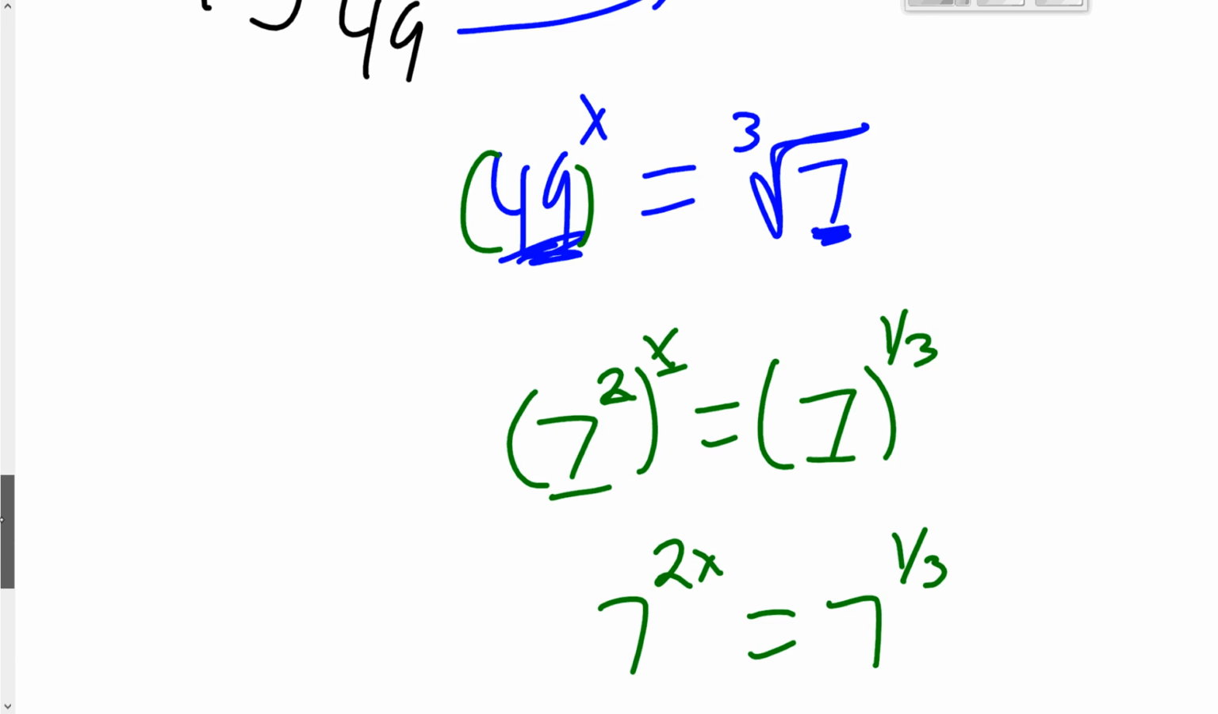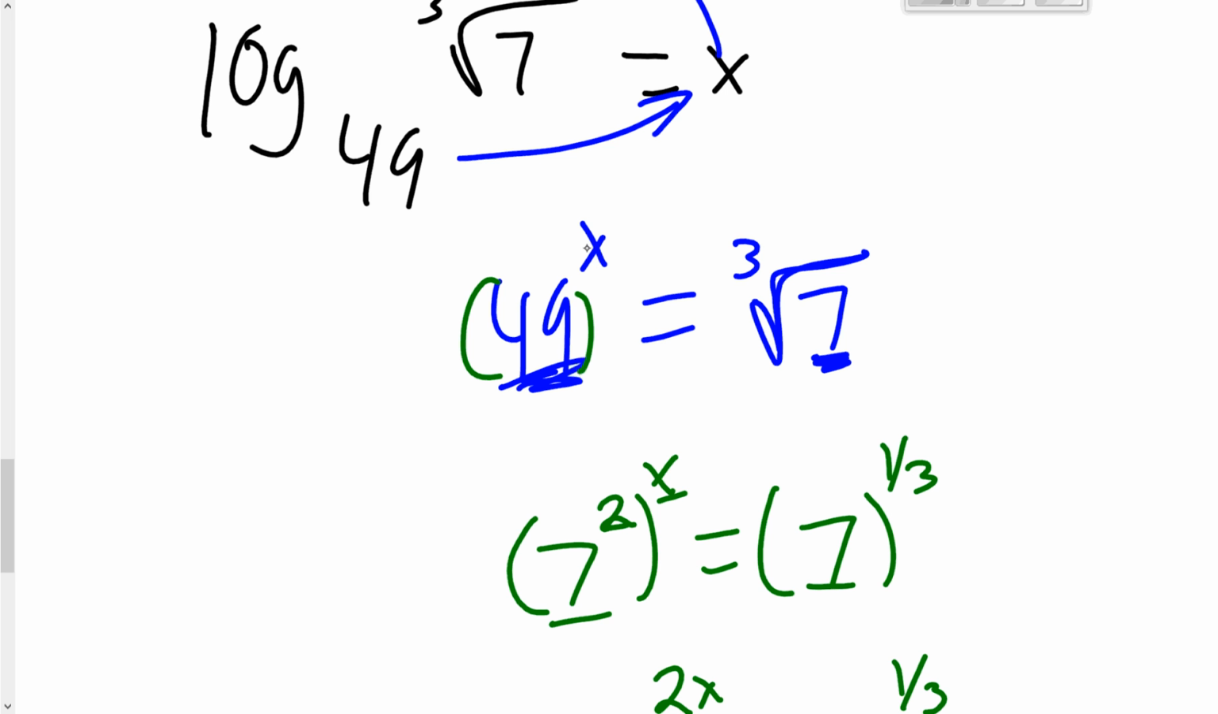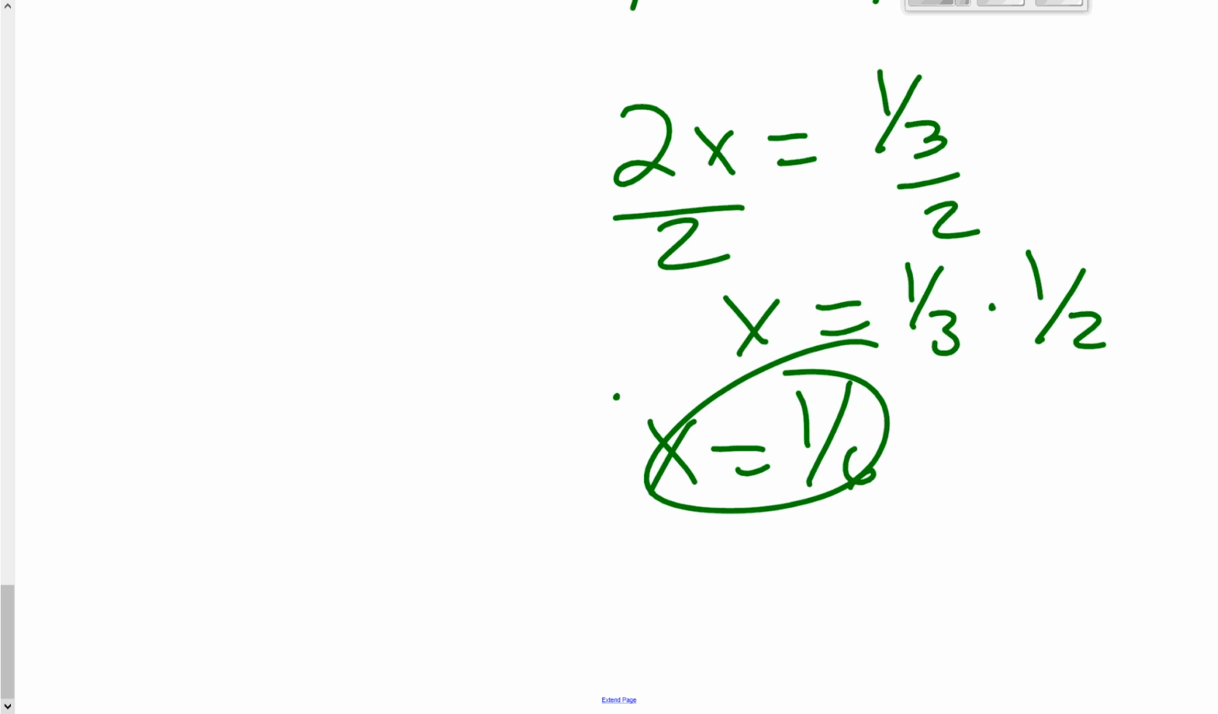And so if we plug 1/6 back in, I plug it in here, and I could do that on a calculator. Take 49, take it to the 1/6, and then take the cube root of 7 and see if I get the same answer, which you do. So that's the answer for those.